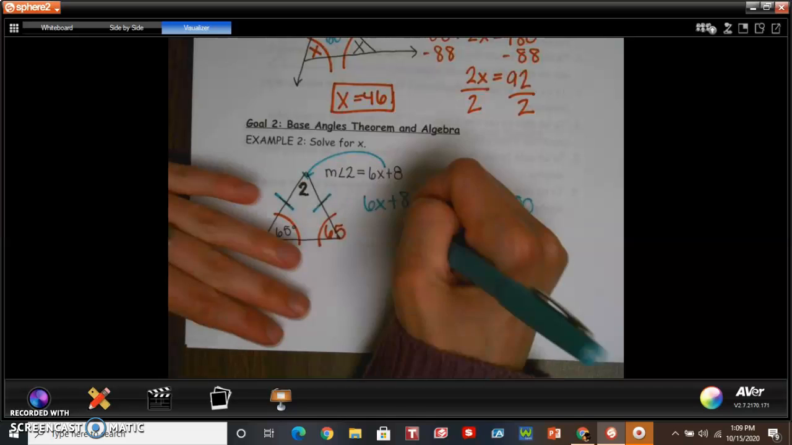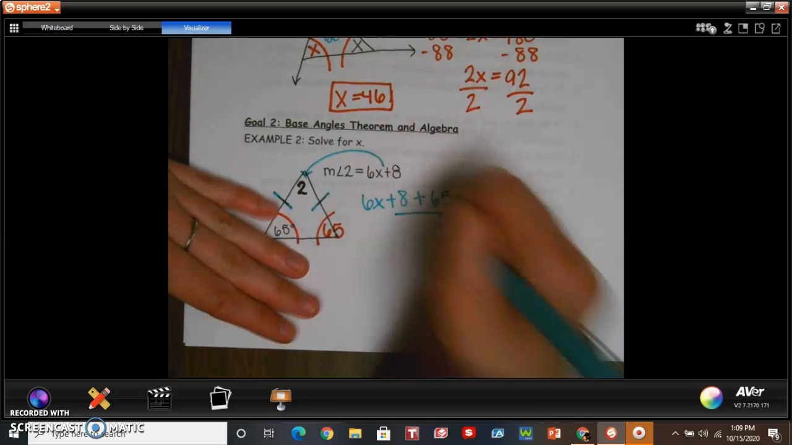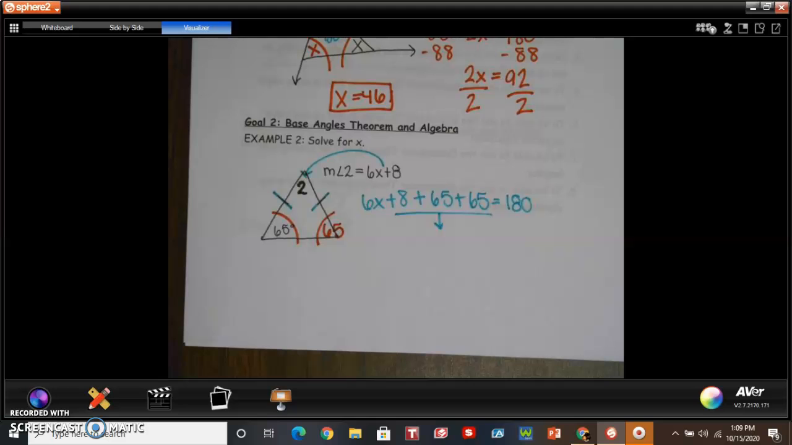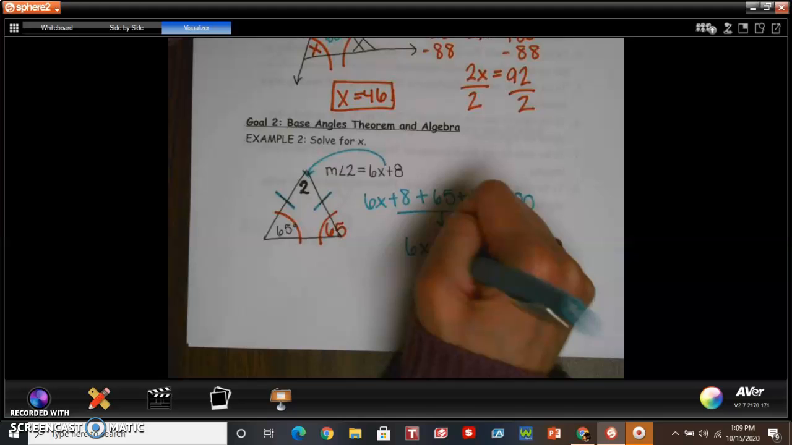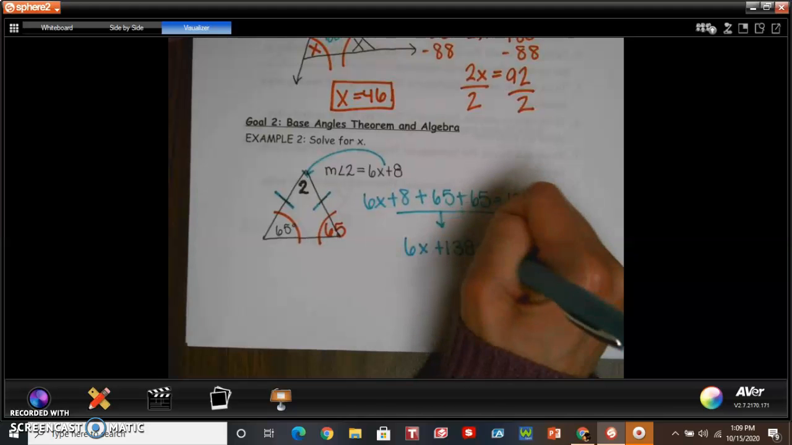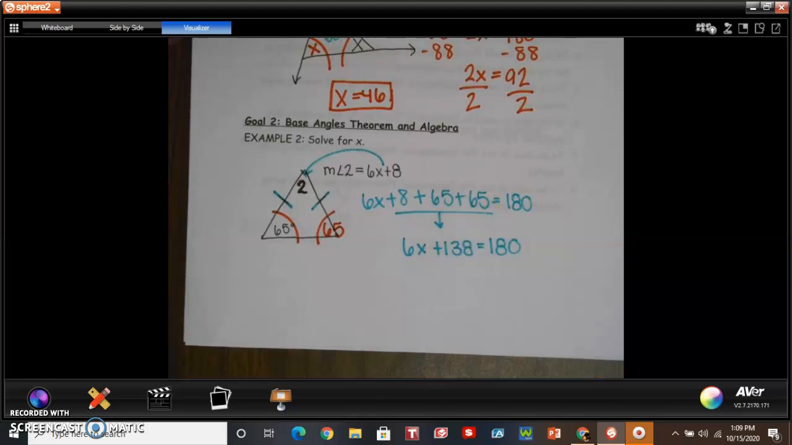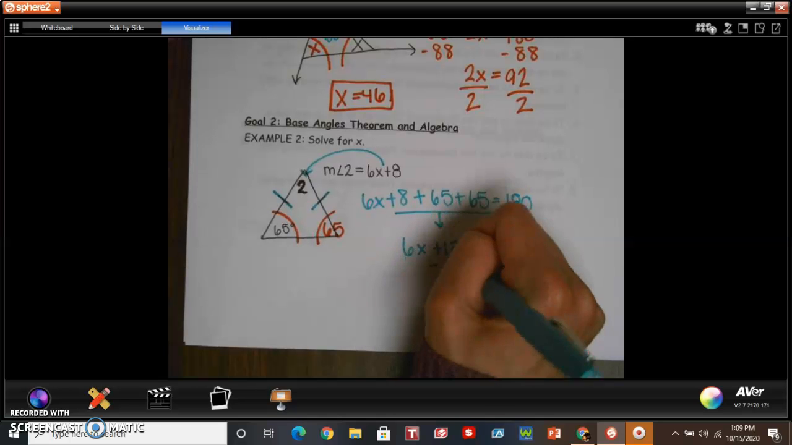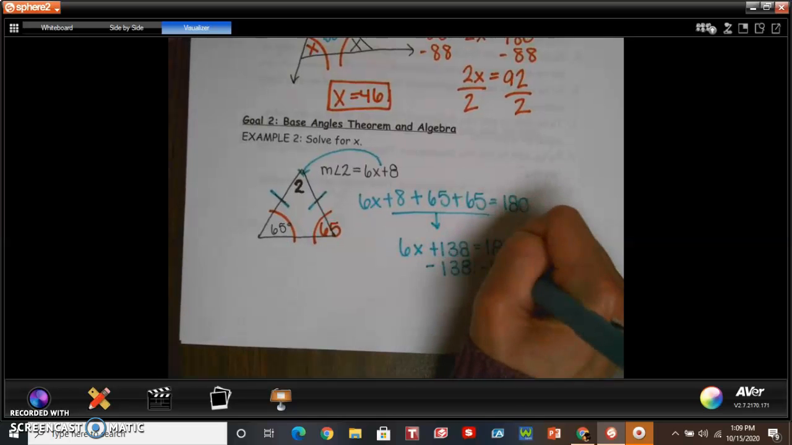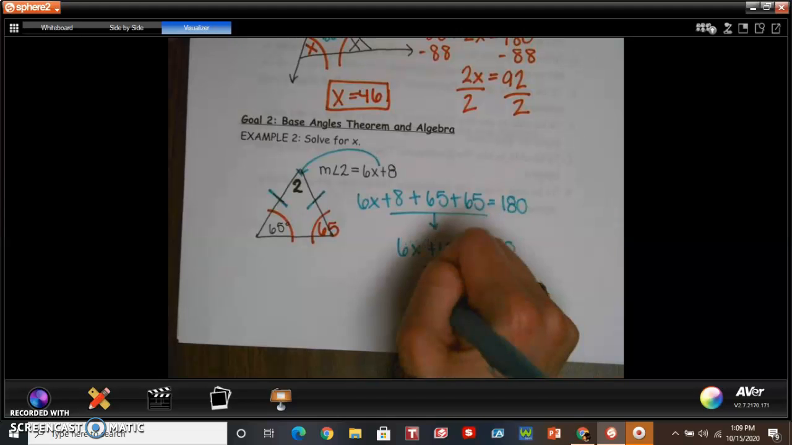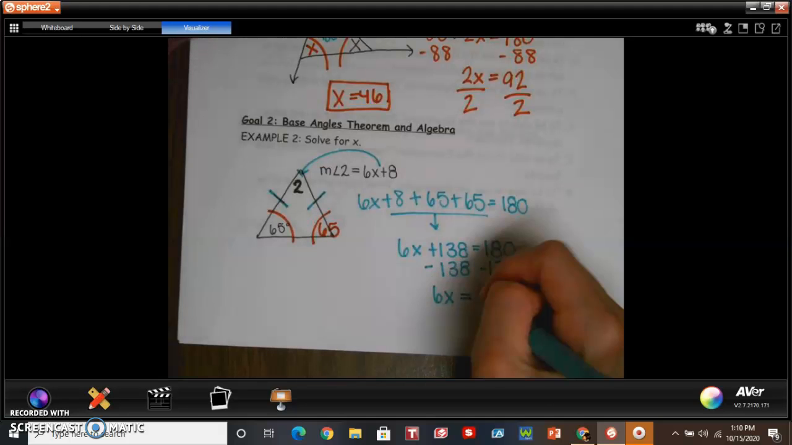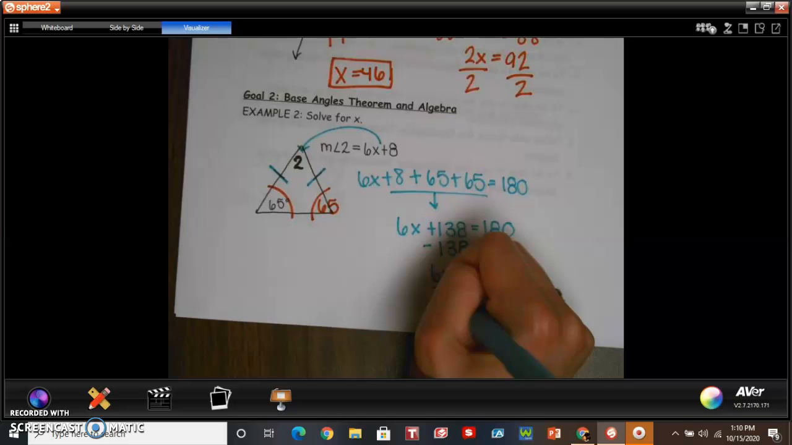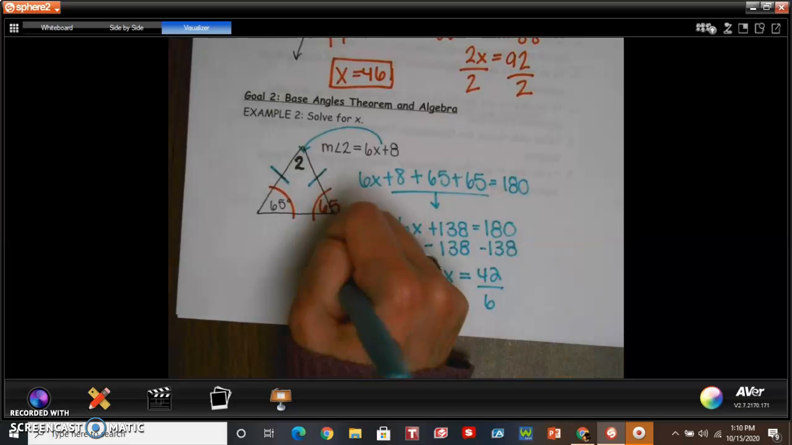So let's combine our like terms. Shwing. So we got 8 plus 65 plus 65 is 138. So we get 6x plus 138 equals 180. All right. Subtract 138. We get 6x equals 42. Divide by 6. We get x equals 7.